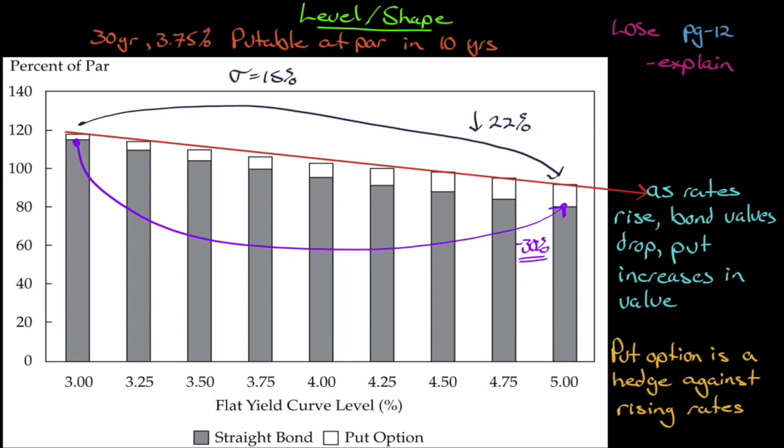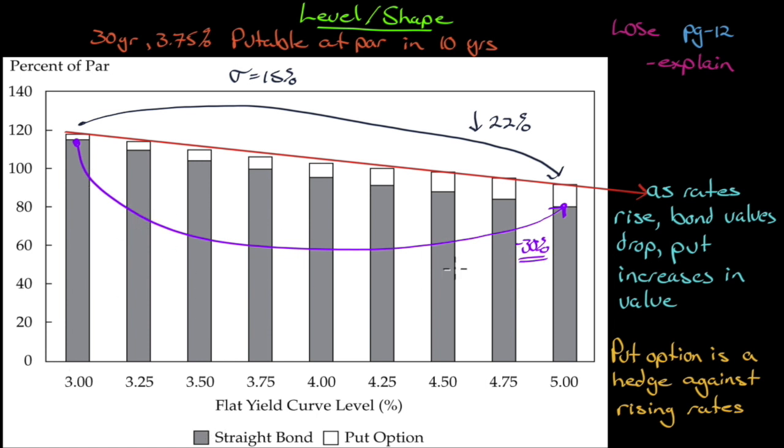All right, let's look at the effect on a puttable bond of changes in levels, and then we'll move on to changes in shape. Here we're at the changes in levels. We're going to use a 30-year 3.75% bond, puttable at par in 10 years, assume a volatility of 15%. Now remember, for a puttable bond, it is the value of the straight bond plus the put. So the gray bar, never mind the white for now, let's just focus on the gray, represents the straight bond.